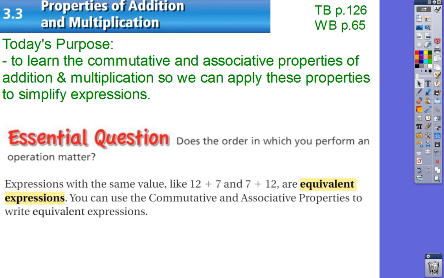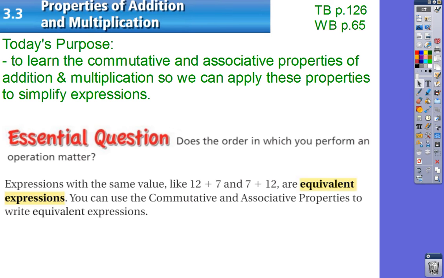Today we are going to be talking about the properties of addition and multiplication. This is lesson 3.3 on page 126 of your Big Ideas textbook. Our purpose today is to learn the commutative and associative properties of multiplication and addition so we can apply these properties to simplify expressions.